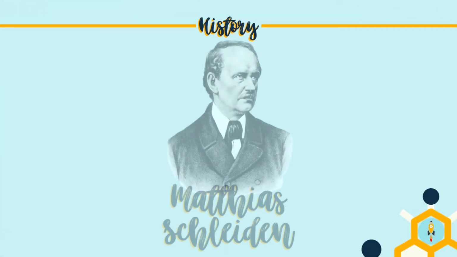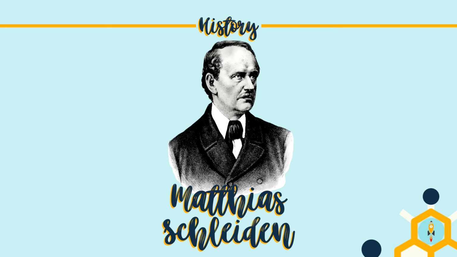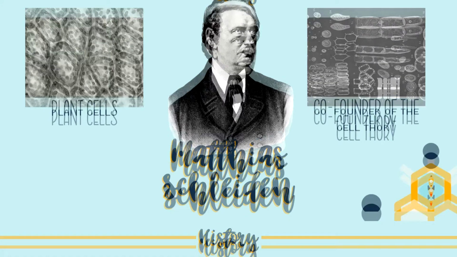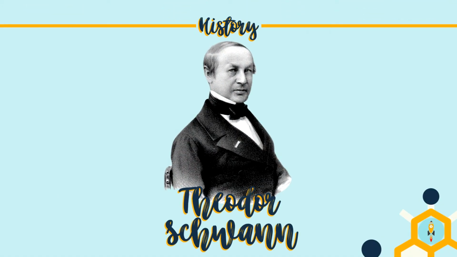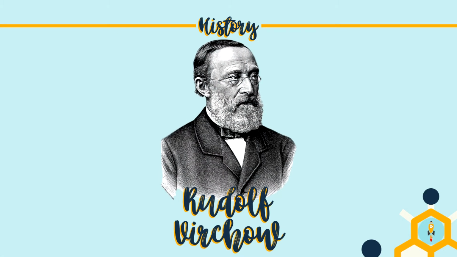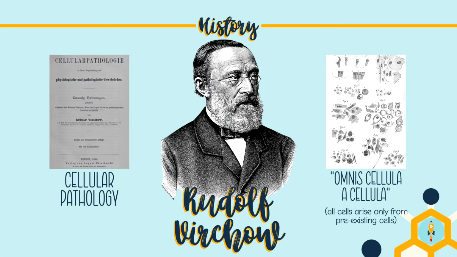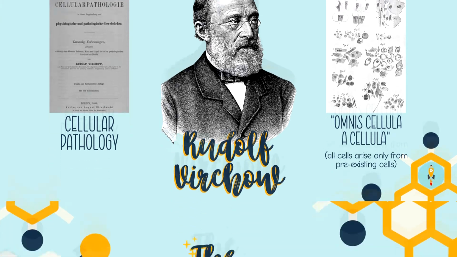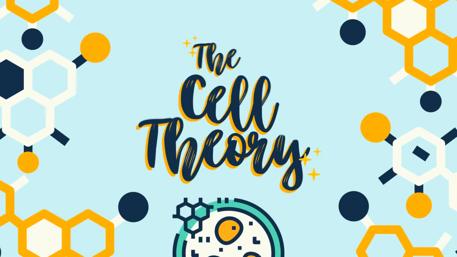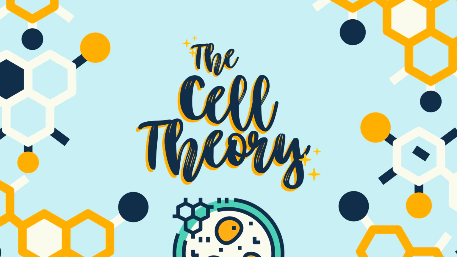Matthias Schleiden was a German botanist who concluded that all plants were composed of cells. Theodor Schwann was a German zoologist who concluded that all animals were composed of cells. And also Rudolf Virchow, a German physician who noted that all cells come from other cells as he studied human diseases. The discovery of cells serves as an observation. They were combined to form a basic theory about the cellular nature of life.